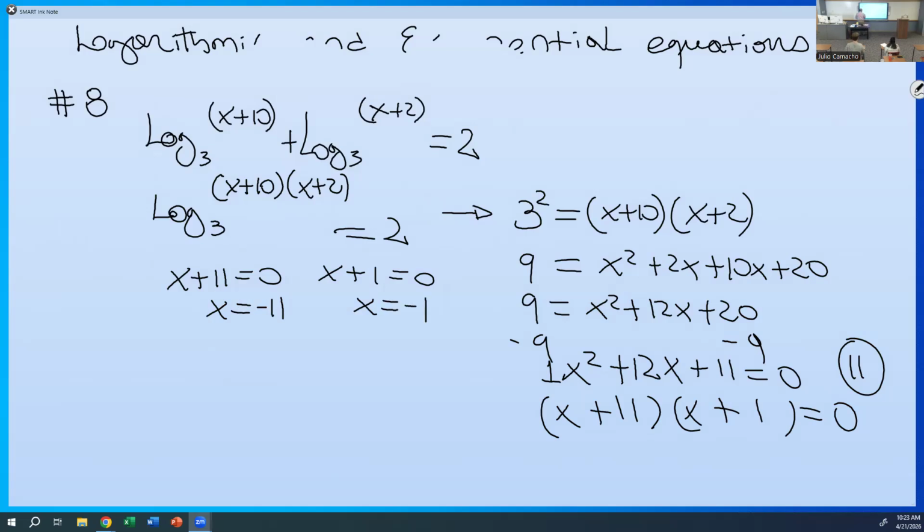And let's find the domain. When you find the domain, you need to pick the one that is close to 0. Why? Because we know that the value in the logarithm has to be greater than 0. So you have, first of all, x plus 10.